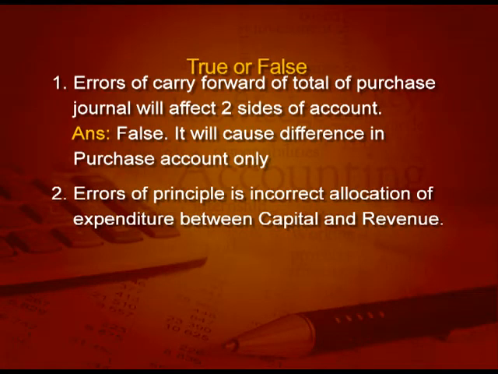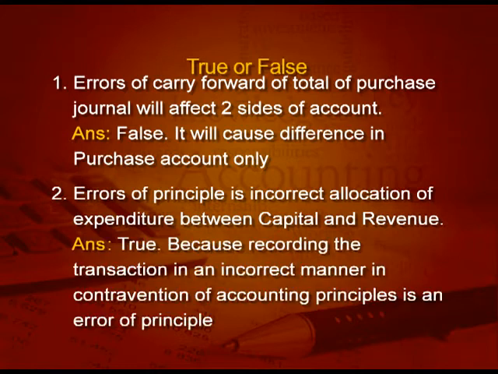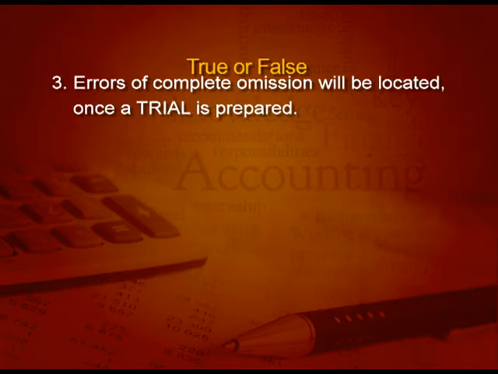Next question. Error of principle is incorrect allocation of expenditure between capital and revenue. Of course, the answer is true, because recording of transaction in an incorrect manner in contravention of the accounting principle is an error of principle.